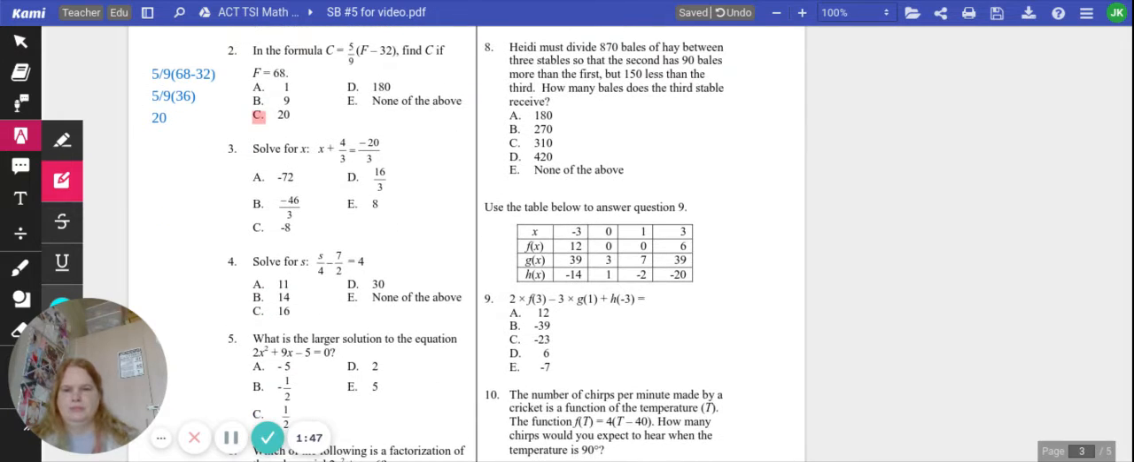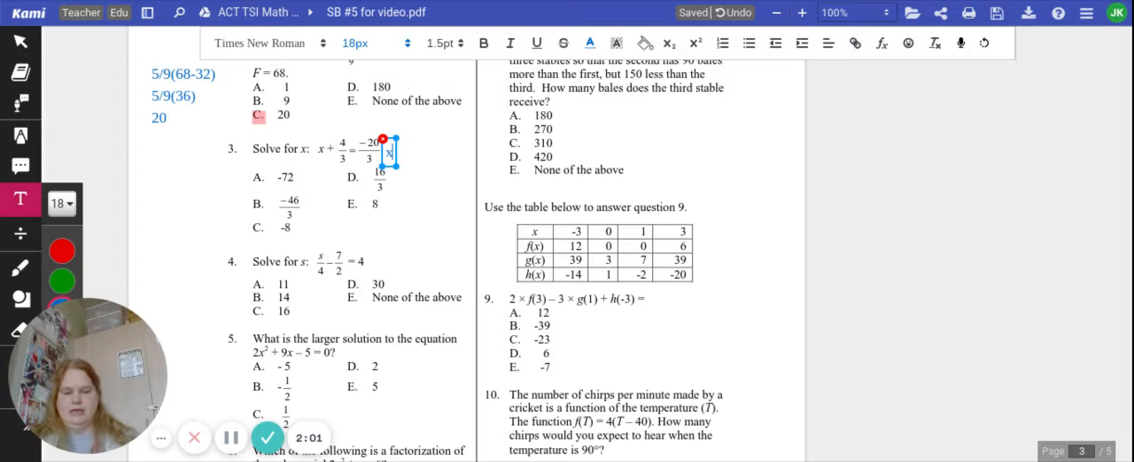All right, number 3. There's a couple ways to go about this. I'm going to go what I feel is the fastest way, and we'll subtract 4/3 from both sides. So I get x equals, if I move that 4/3 over, negative 20/3 minus, I have to put the 3 down there, minus the 4/3 that moves over. And then I combine those like terms. Negative 20/3 minus 4 more is negative 24/3, which when you reduce that is negative 8. So C again.